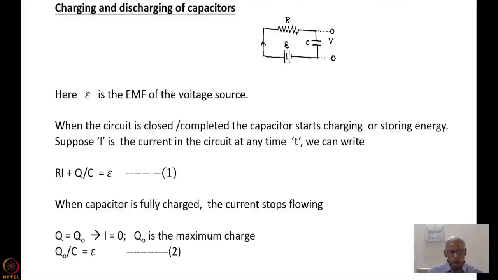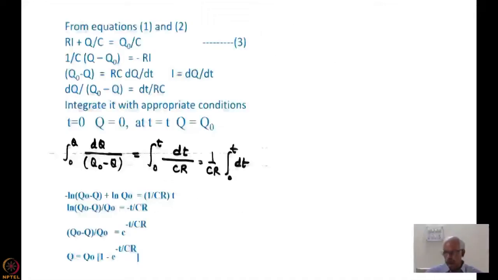Now from equation one and equation two, you can write that I into R, the voltage across the resistor, plus Q upon C at any time t, is equal to Q naught divided by C, that is epsilon, the EMF of the source. Now, if you rearrange it, you can write that 1 upon C into Q minus Q naught is equal to minus I R.